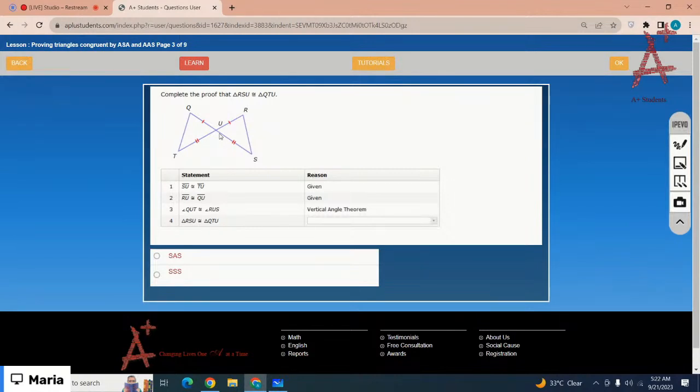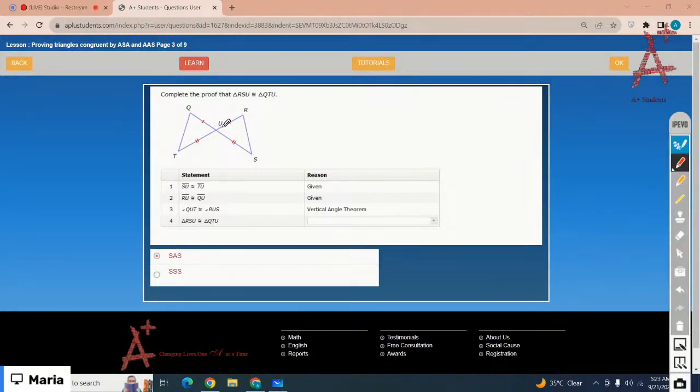That means then angle QUT and angle RUS are congruent. That would be side angle side: two sides, and the angle between them is congruent. So that would be side angle and side, right? This one angle is congruent, and it is between the congruent sides. So that would be side angle and side, right? The correct option is SAS.